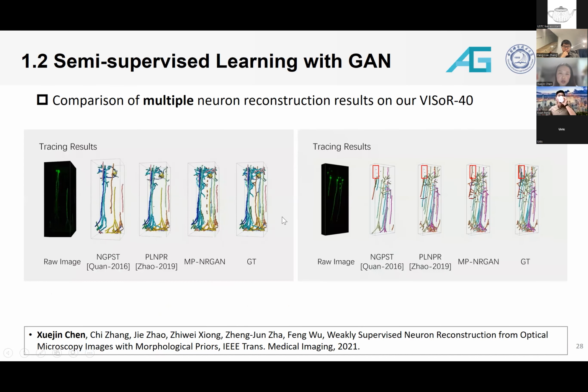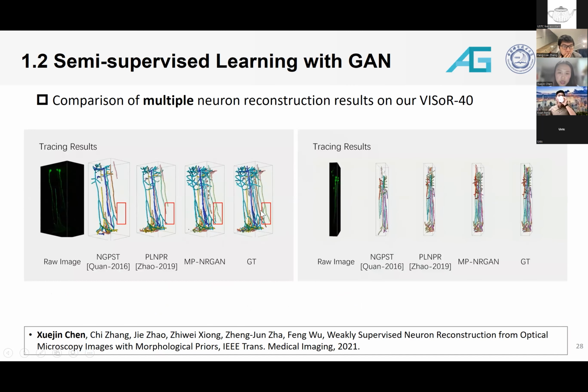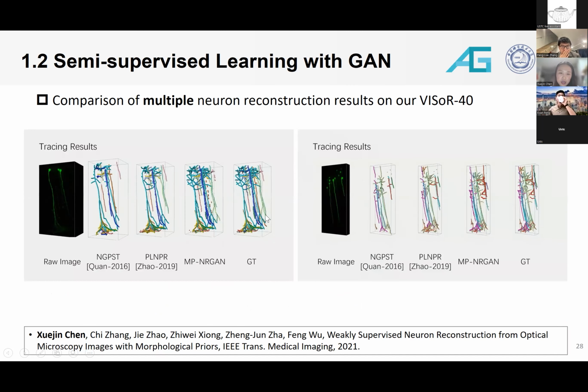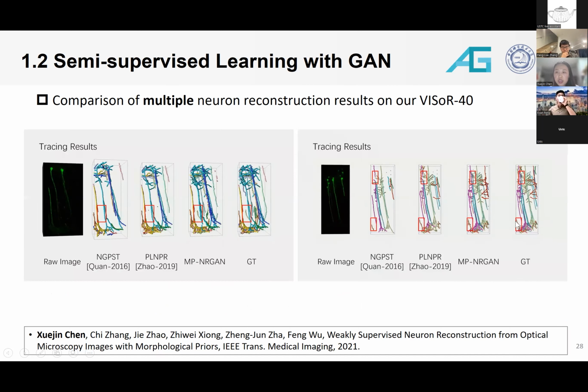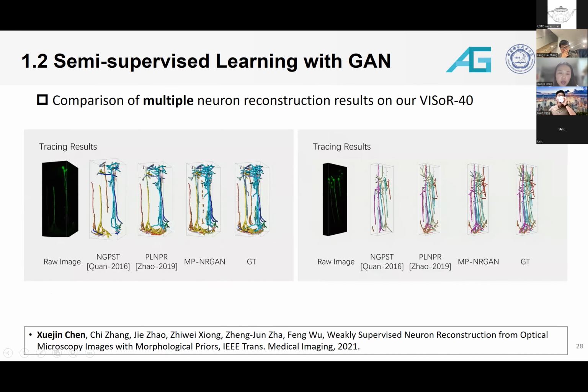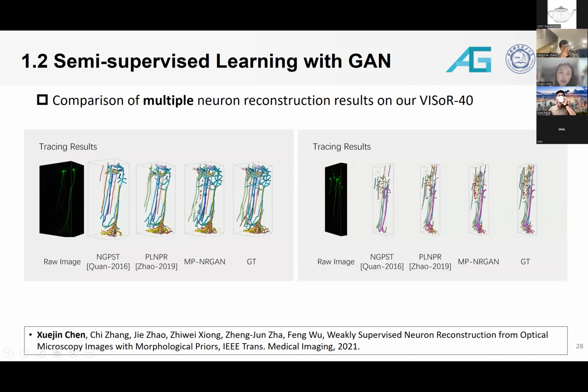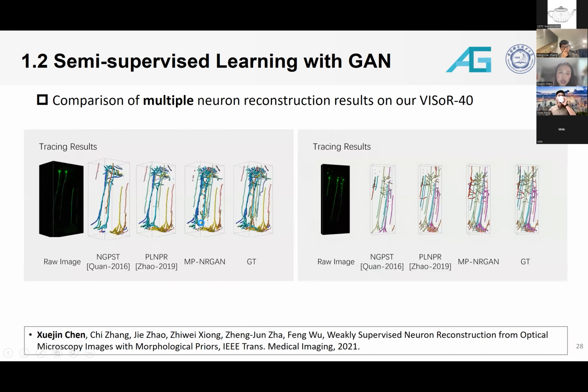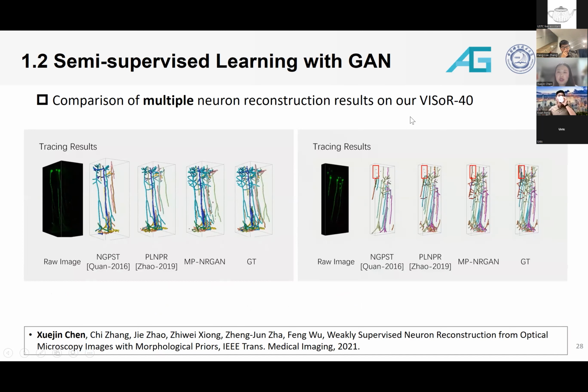And we also show some reconstructed results here. You can see that compared to the ground truth label, our method can generate a more complete structure for the long neurons here.